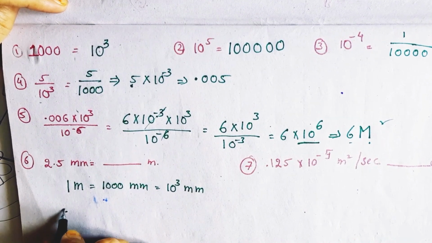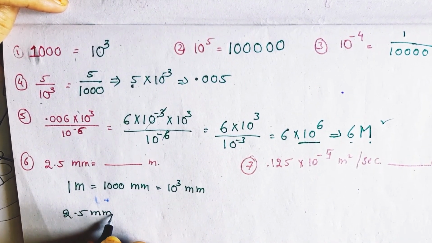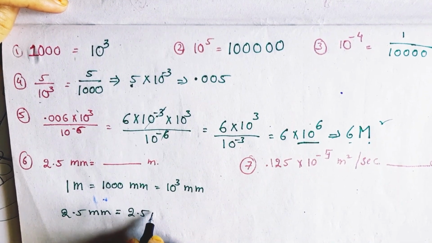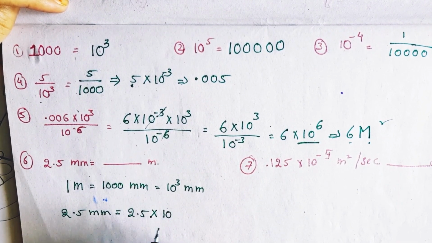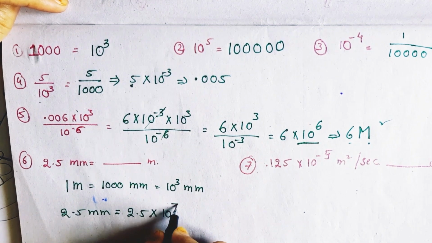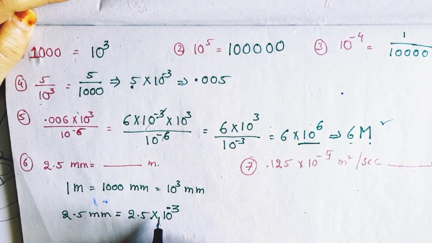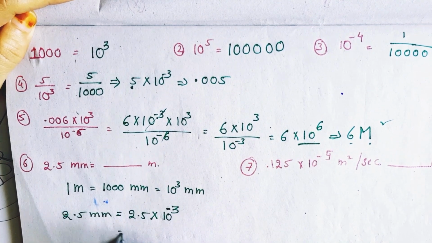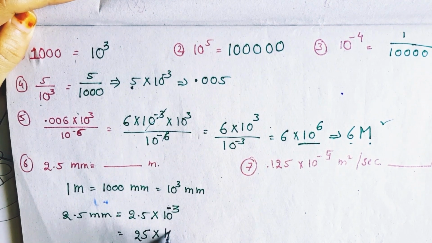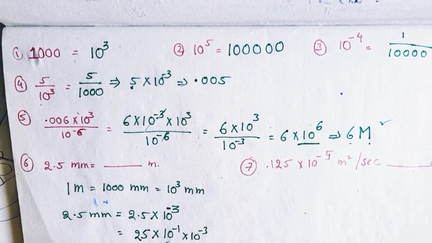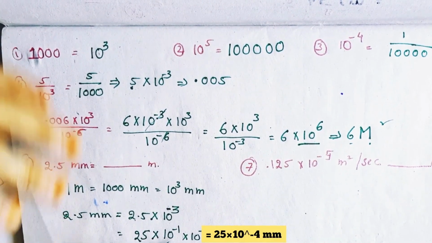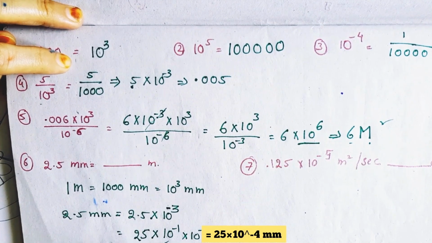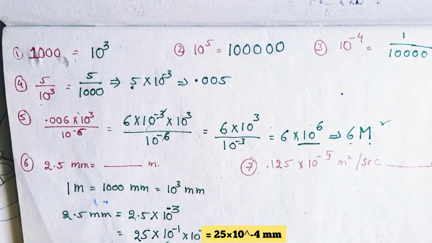Okay, 2.5 millimeter equals 2.5 into 10 power minus 3. Why am I saying minus 3? Because here we are moving from the smallest unit to the biggest unit, that's why we are dividing. When it comes upside, then it takes minus in the power. 2.5 we can write as 25 into 10 power minus 1. This is all the extension of 2.5. And then we have to copy the same 10 power minus 3. Now we get the answer: 25 into, bases are equal so powers should be added, 10 power minus 4. This is our final result.